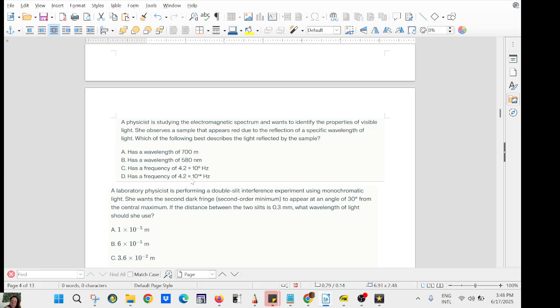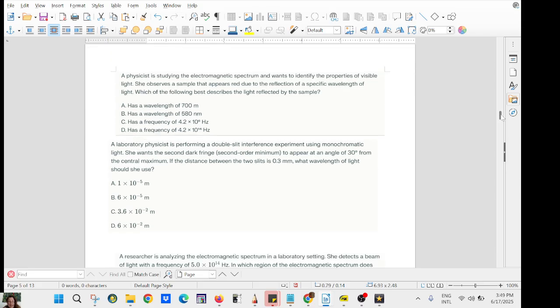So that also is correct. Or actually you have two answers, right? You have the wavelength of 700 and 4 times 10 to the 14 hertz. So I'm not sure they will ask you to memorize this, but it's good to know anyway.